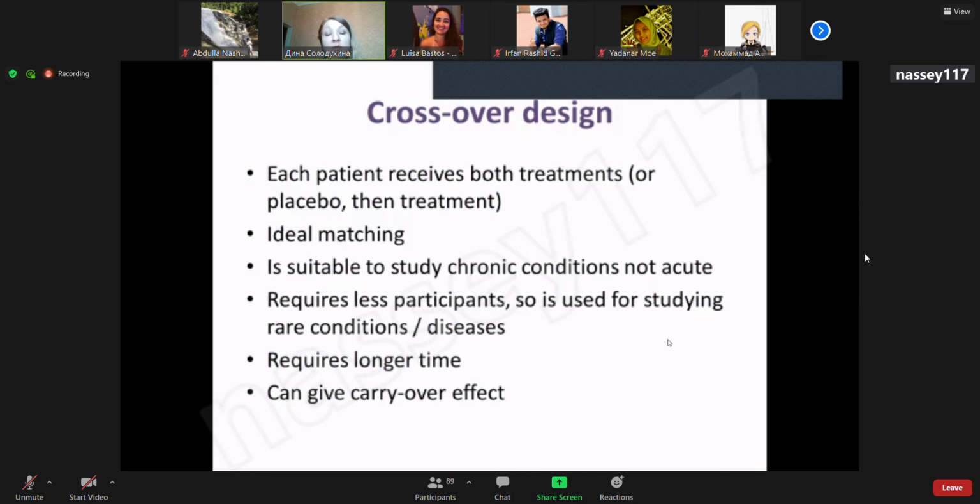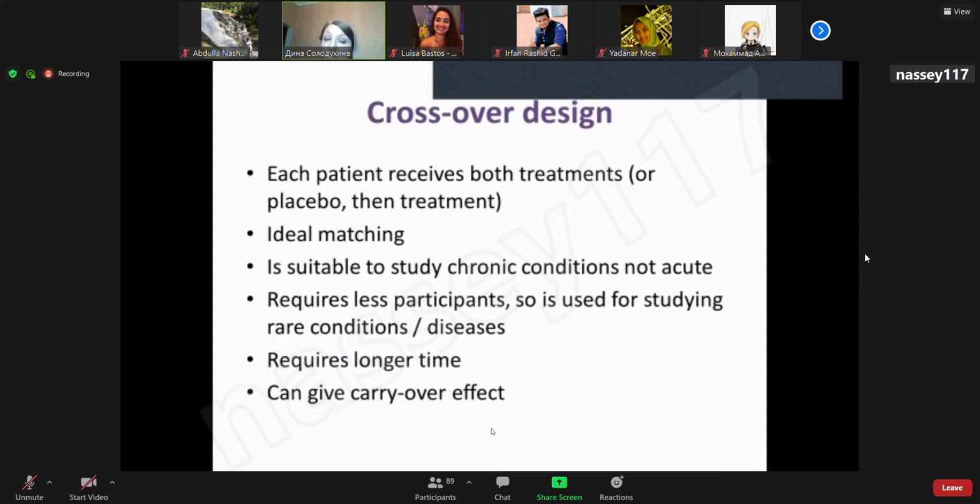Crossover study requires fewer participants, so it can be used to study rare diseases. It requires longer time, and a disadvantage that we have to mention is that a possible carryover effect from the previously taken treatment can make an effect on the currently taken treatment. And this carryover effect has to be taken into account.